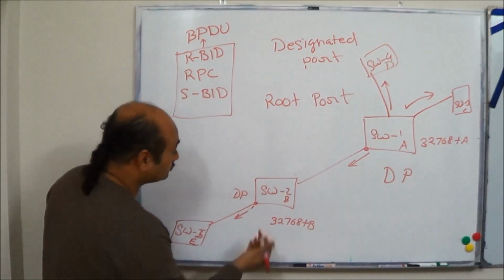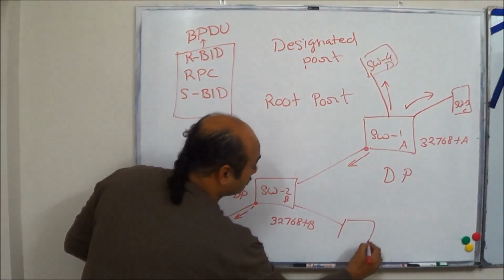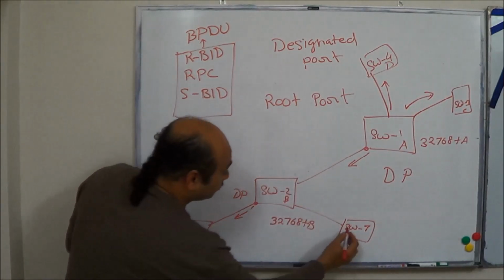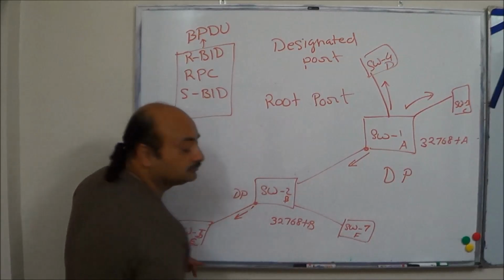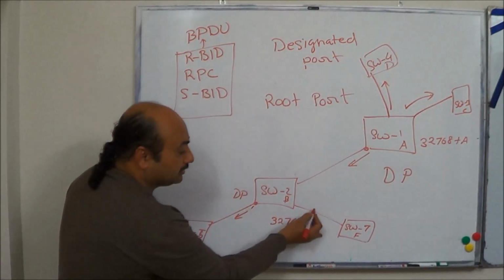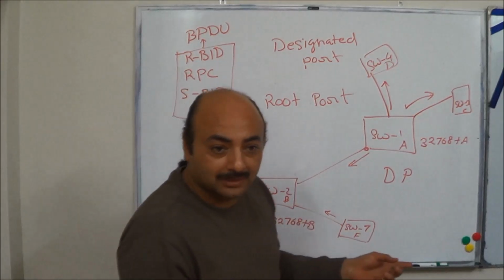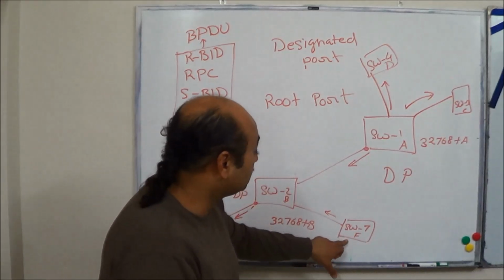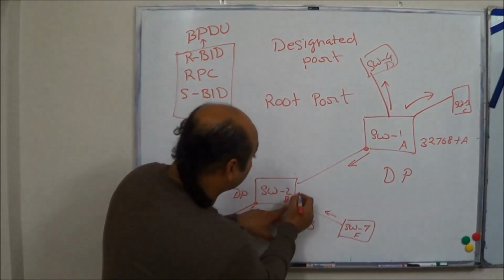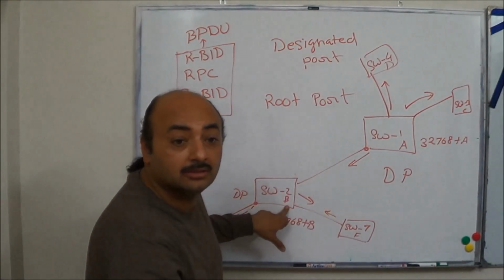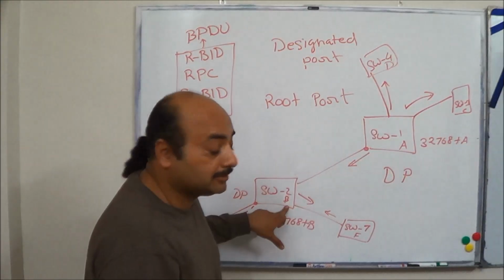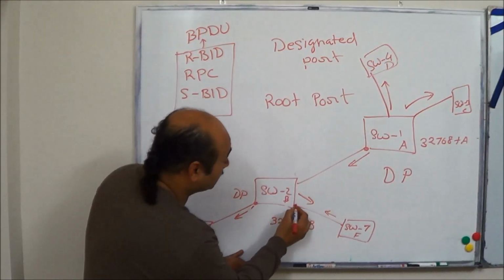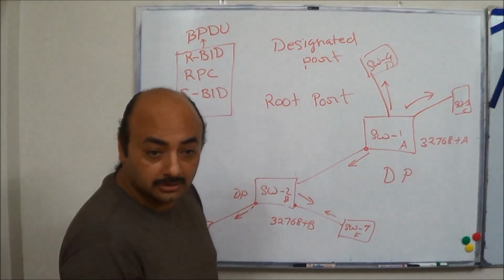How about this? Can I make a switch like this also? Switch 7, MAC address F. What does it send here? 32768 plus F, sender RPC 0, sender bridge ID 32768 plus F. What does it send back? 32768 plus A, RPC equal to 10, and sender bridge ID equal to 32768 plus D. So this shuts up. What does this become? Designated port, RP, DP. Designated port.